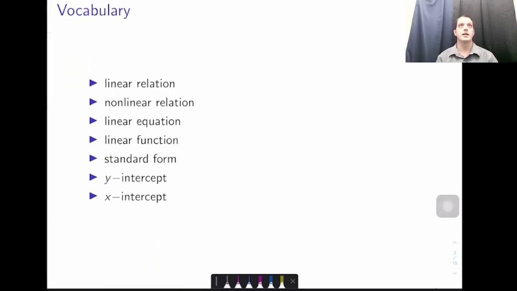Here is some of today's vocabulary. Linear relation, nonlinear relation, linear equation, linear function, standard form, y-intercept, and x-intercept.